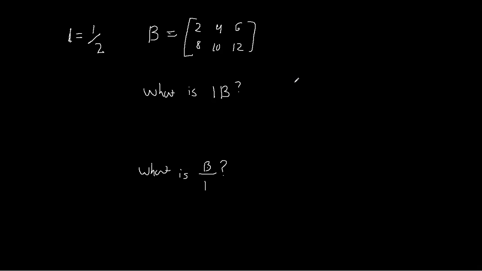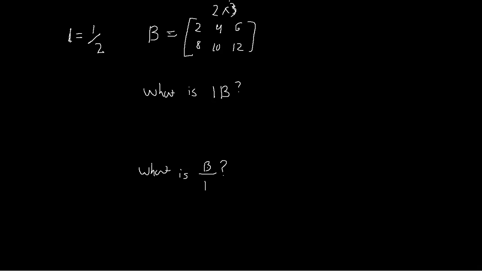So in this example, we have a new scalar, which we've called L, and we're setting that equal to a half. And then we have a new matrix we called B, which is going to be a 2 by 3 matrix, 2 rows, 3 columns, that has all of these even numbers in it. So the first question, what is L times B?